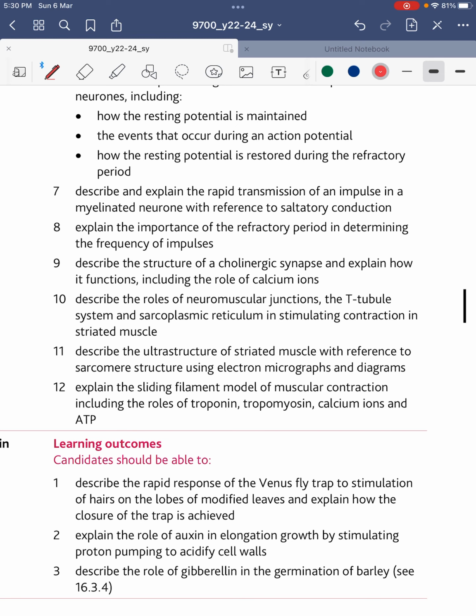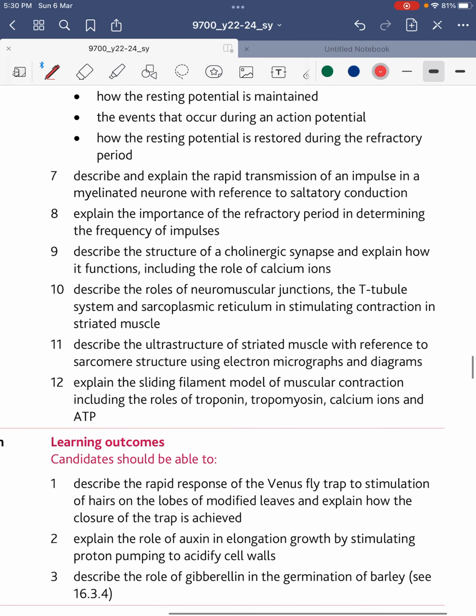This is a recorded lesson, specially recorded for those who were absent yesterday, Saturday. Yesterday we learned objective number 9, which states: describe the structure of cholinergic synapse and explain how it functions, including the role of calcium ions.